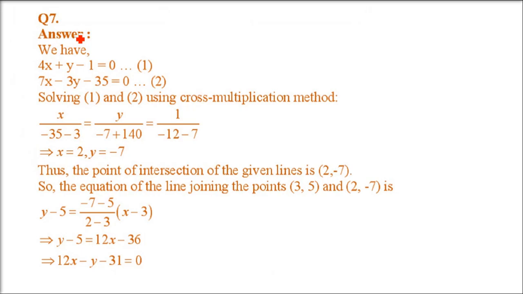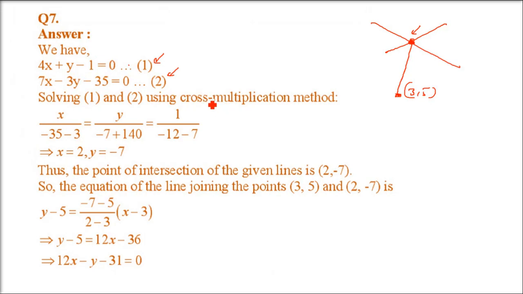Okay, so what are you going to do? You'll find out the intersection point, and after finding this, you see there is a line which is passing through (3, 5). So there is a line which is passing through the intersection, also passing through (3, 5). So you can solve the intersection. You can use the linear equation method, or you can use the cross multiplication method, whichever is suitable to you.